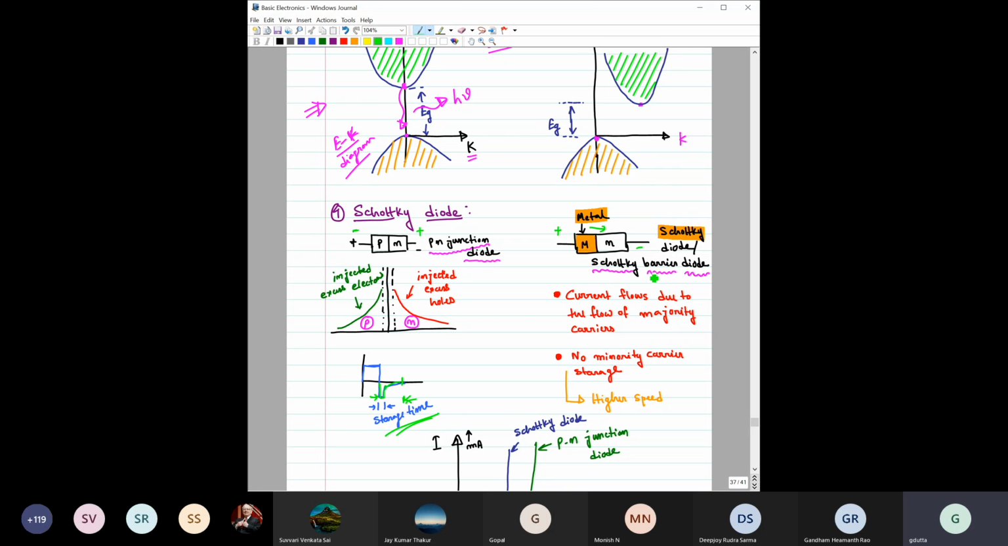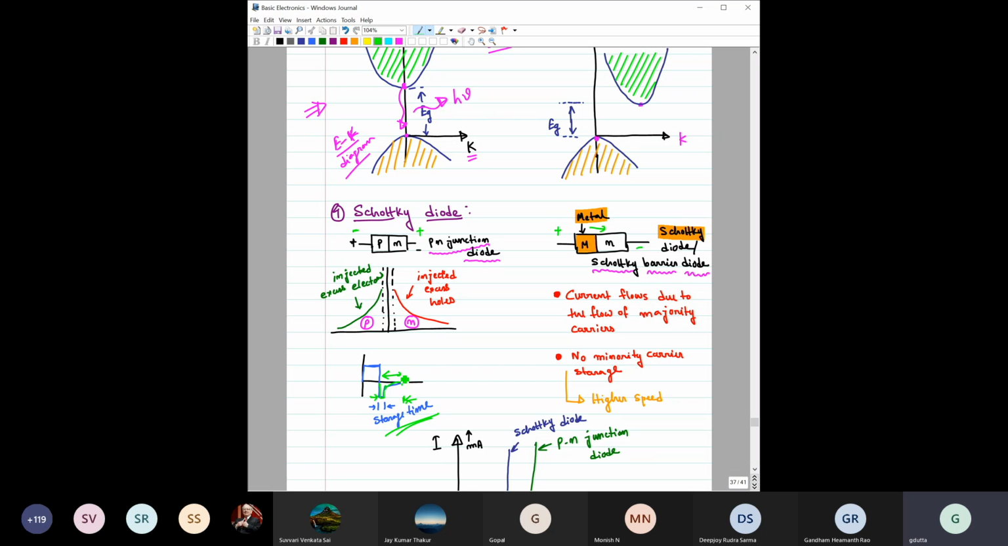So you can see from here, this current flows due to the flow of majority carriers only. No minority carrier storage, because there is no concept of minority carrier here, because electrons are injected from here, which is a majority carrier on this N side. If it is a P type, then it will be the other way. As a result, the speed would be higher.